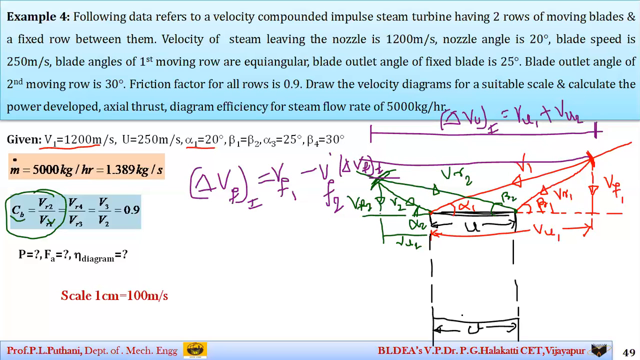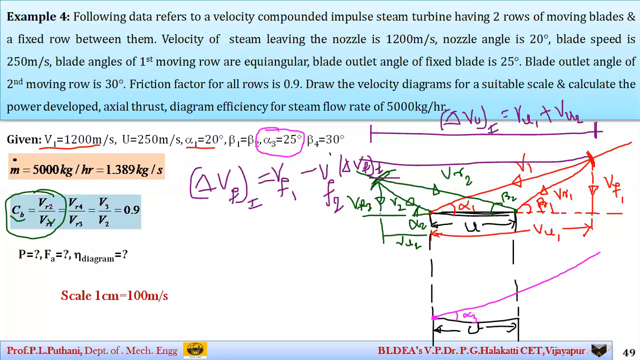Now, as I have said, we will begin with the second stage construction. Already in the question, he has given us the value of alpha 3 is equal to 25 degrees. So I will place my protractor here and mark 25 degrees. Somewhere here it comes. This is alpha 3.